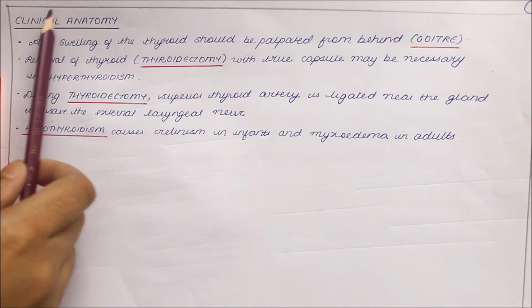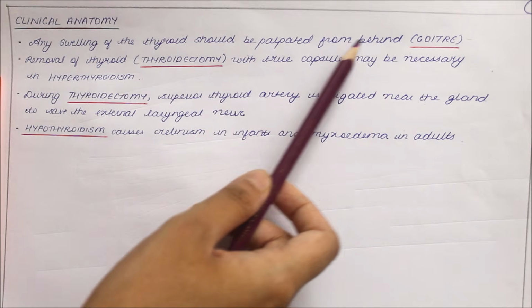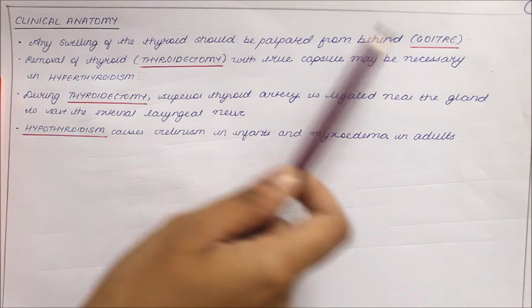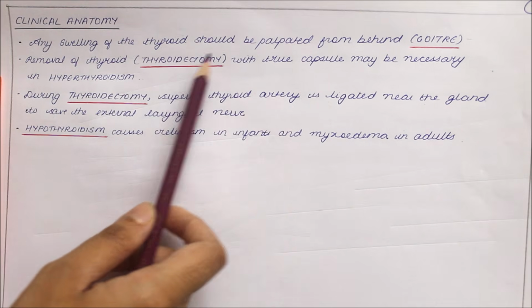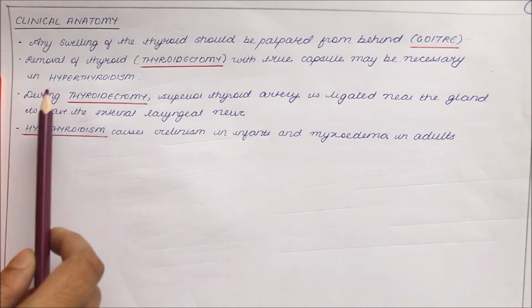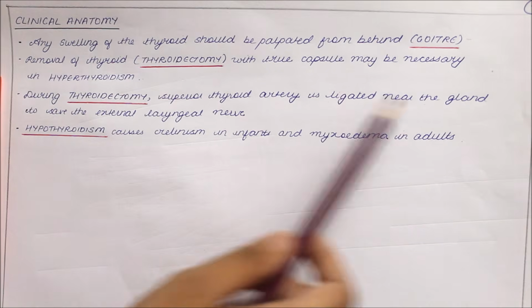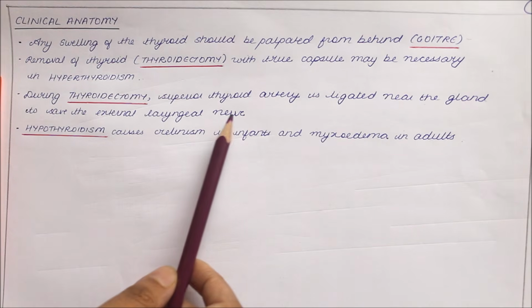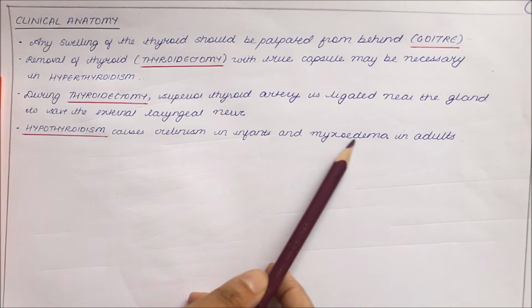Finally, looking at the clinical anatomy of the thyroid gland, any swelling of the thyroid should be palpated from behind. The swelling is known as goiter. Removal of the thyroid, that is thyroidectomy, with true capsule may be necessary in hyperthyroidism. During thyroidectomy, superior thyroid artery is ligated near the gland to save the external laryngeal nerve. Hypothyroidism causes cretinism in infants and myxedema in adults.